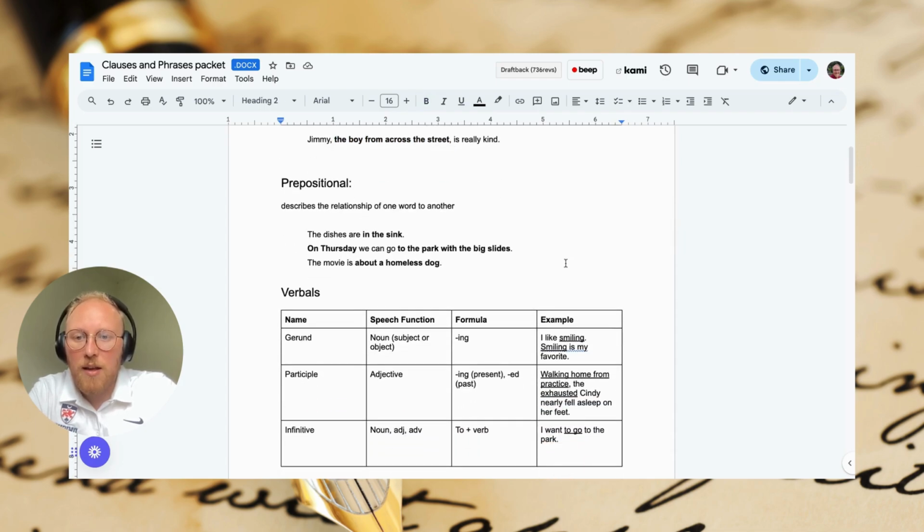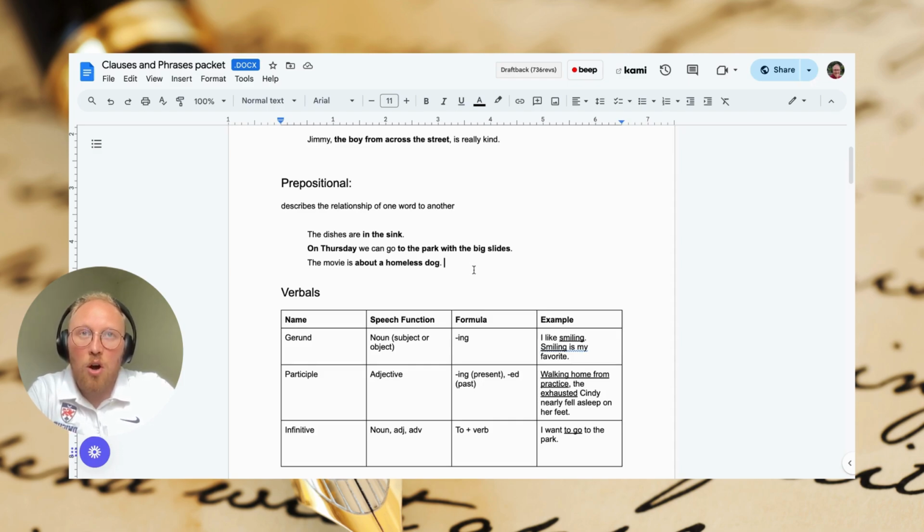That's an appositive. Prepositional phrases, there are lots of different types of prepositions. These are just a few of them. Normally, you can think of prepositions as describing a location, a time, or a topic. Okay, so notice these. The dishes are in the sink, location. On Thursday, time, we go to the park with the big slides. Okay, location. Topic, right? Using the preposition about. The movie is about a homeless dog.